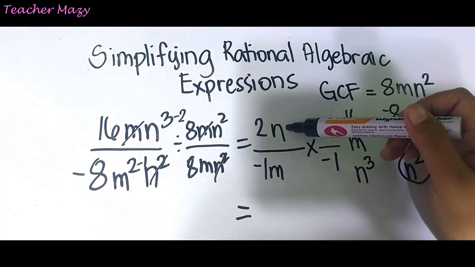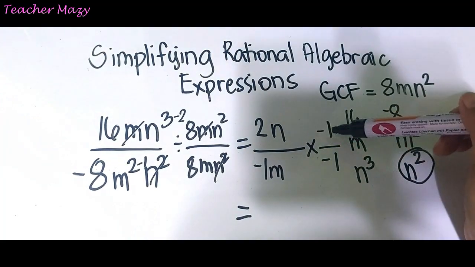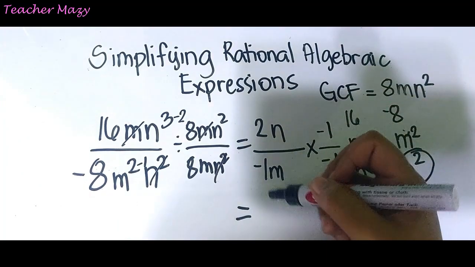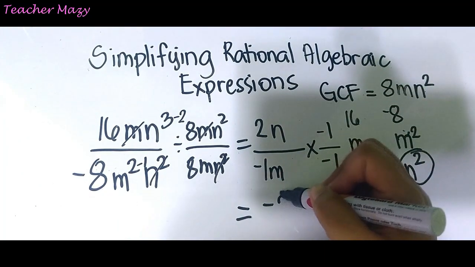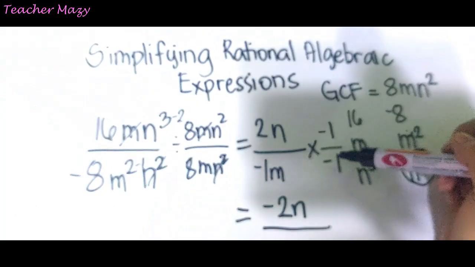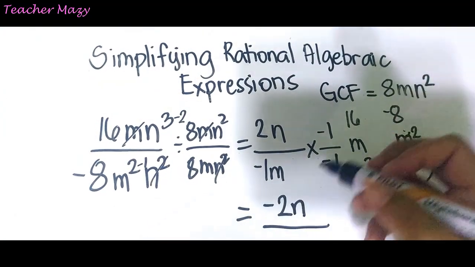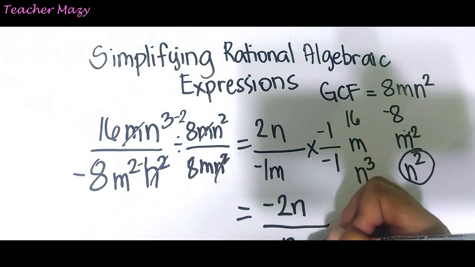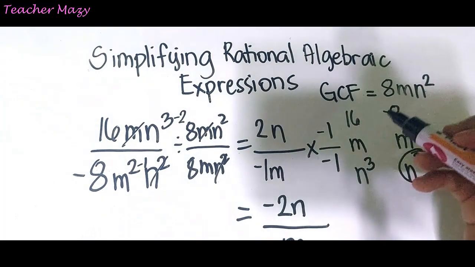So that is 2n times negative 1, that will be negative 2n. And then negative 1m times negative 1, that will be positive m. And this is the final answer.